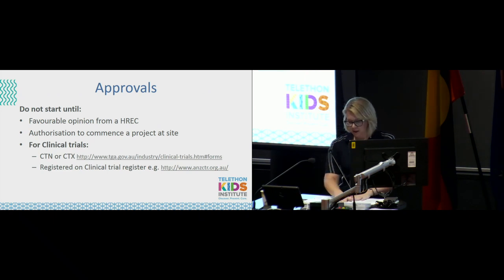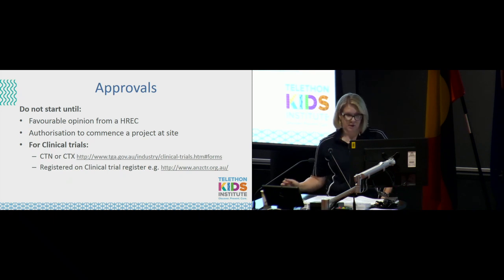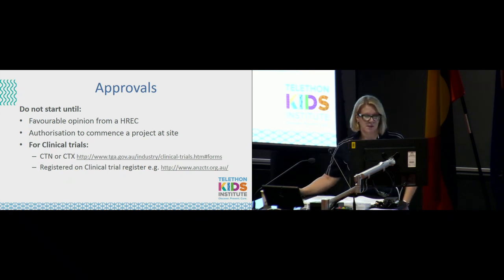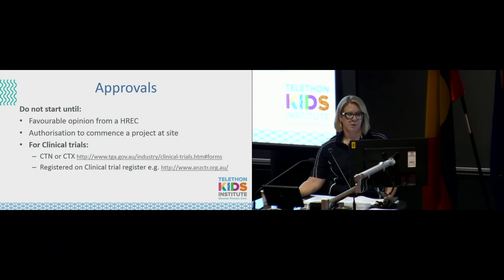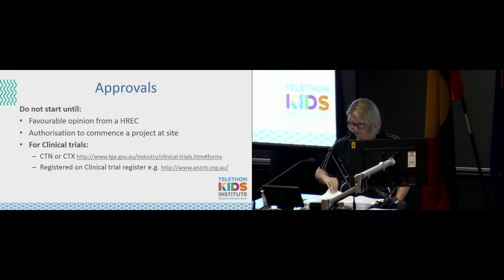Okay, so you need to get your approvals in place before you can start a study, and you cannot start until you have that favourable opinion from the Human Research Ethics Committee. And for clinical trials, you need either what is called a clinical trial notification or a clinical trial exemption from the TGA. And then also make sure that any clinical trial is registered on a well-known registry, and that would be the most relevant one to Australia and New Zealand.